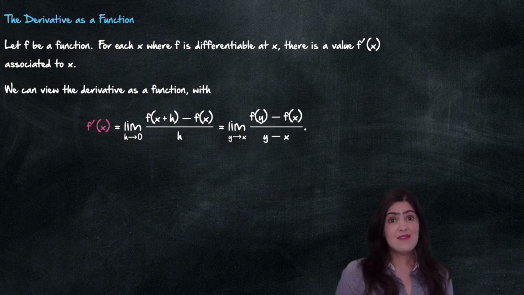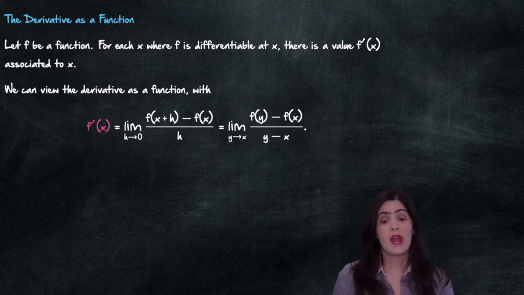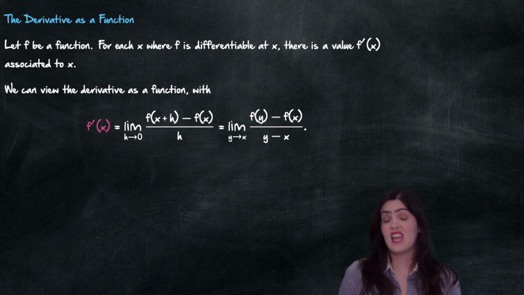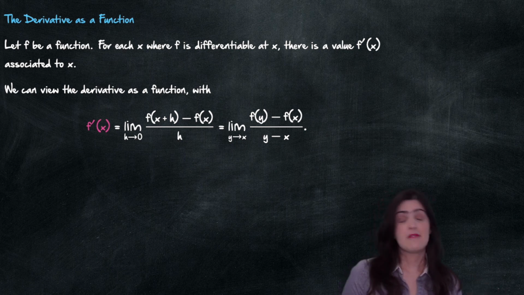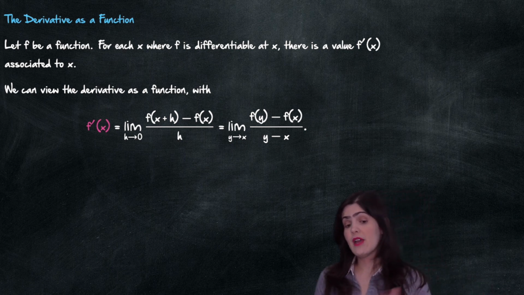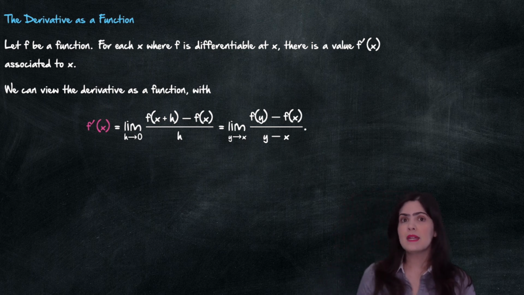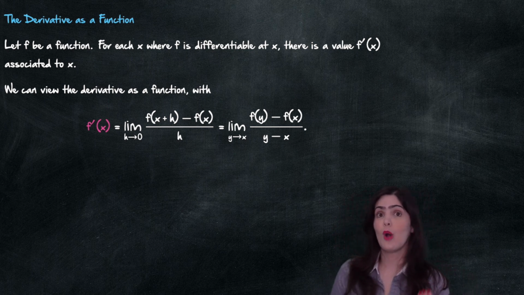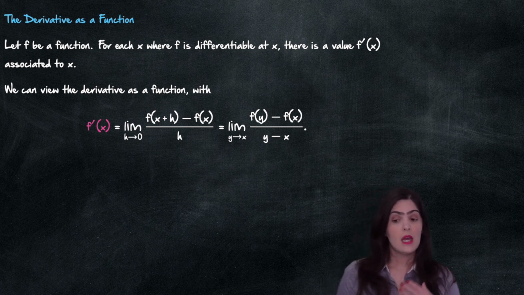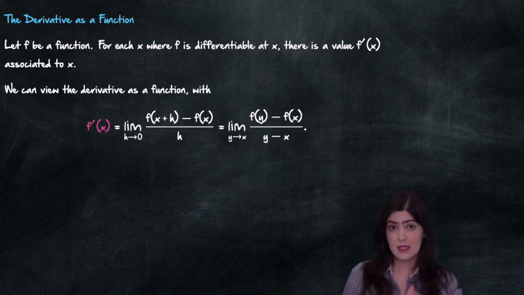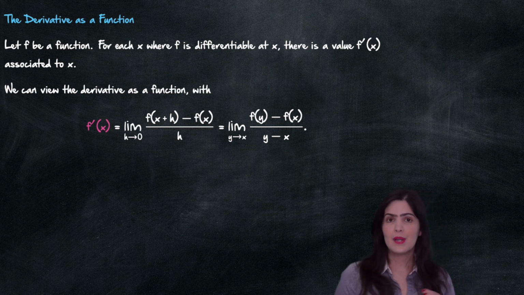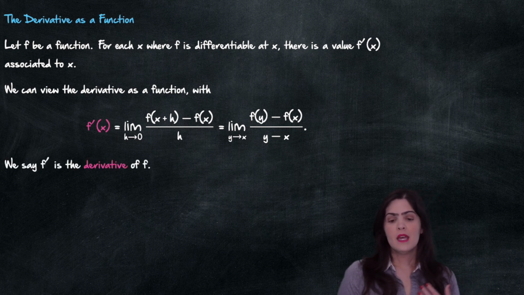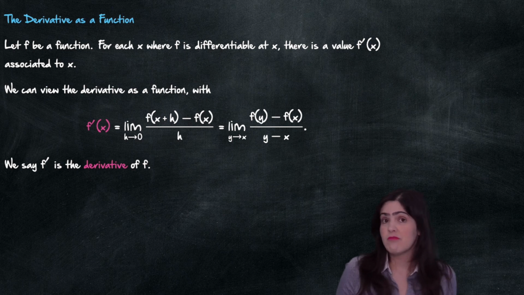So, we can view the derivative as a function, where f prime of x is just the limit as h approaches 0 of f of x plus h minus f of x over h, or the limit as y approaches x of f of y minus f of x over y minus x, whichever one you choose. Here x is the one that is fixed, as you see. It plays the role of the a in the previous video. Okay, so now we have a function, and we call this the derivative of f as a function. It's the function derivative of f.